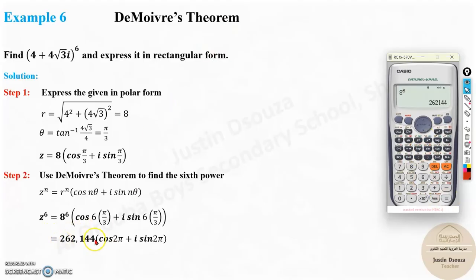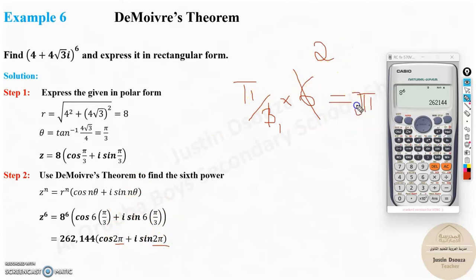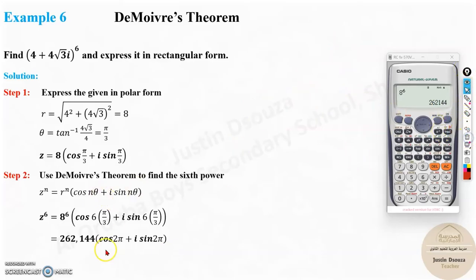Let's substitute. Now, what is cos 6 into pi by 3? Pi by 3 multiplied by 6, it's the same thing. 3 one time, 3 two times, it will be 2 pi. So it's the same thing over here, it will be 2 pi. So you're remaining with 2 pi over here. And now, is it over? We are still in the polar form. We simplified this, but still it is in the polar form.